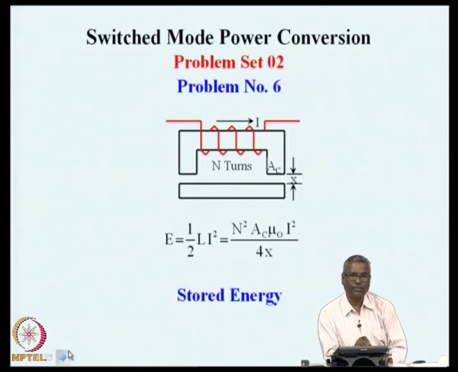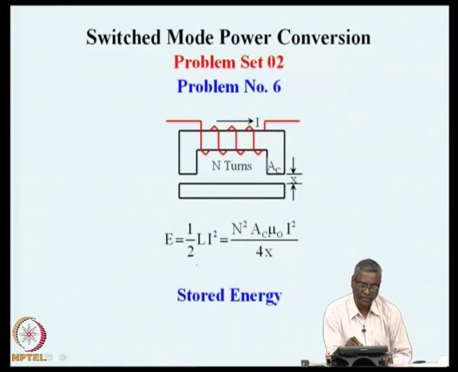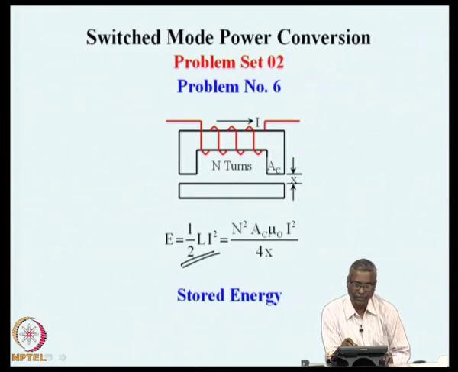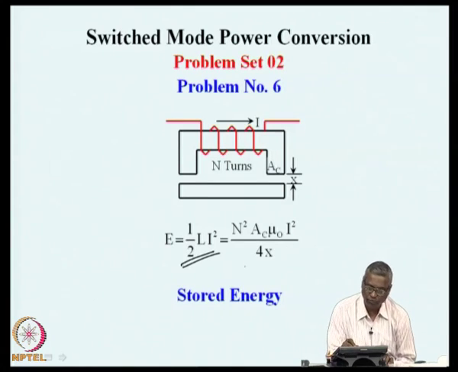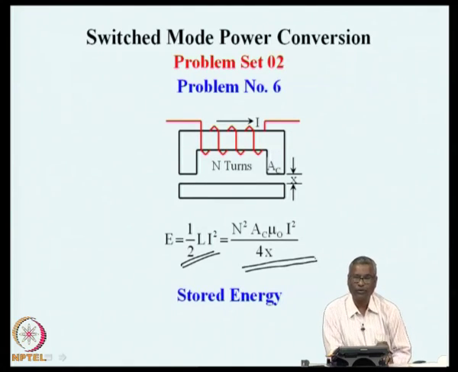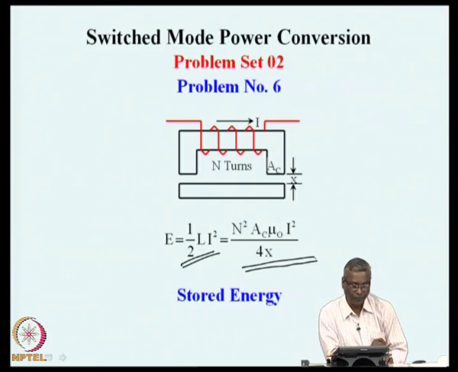We can go on to see how much energy is stored in the system here. Energy stored can be seen as half L I square, and in terms of our expressions, it is the number of turns square multiplied by AC multiplied by mu naught and I square, and 2 times 2x, which is 4x. So, what we see here is the stored energy in this circuit.